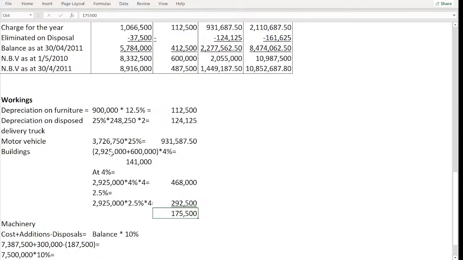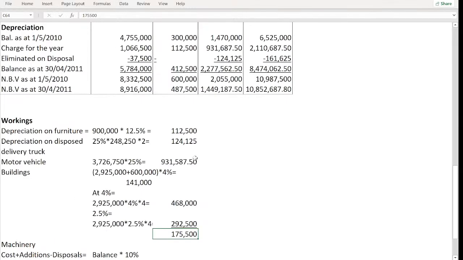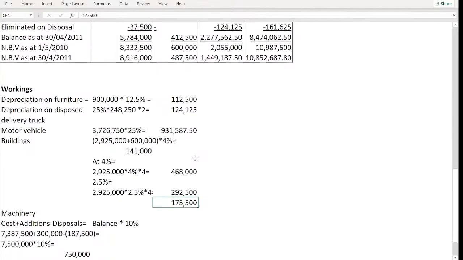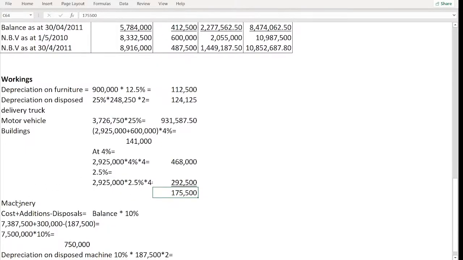Then we are also going to calculate the total amount for the building. We had 2,925,000. Then we also acquired buildings that had a value of 600,000. So we add both, times the 4%, and we get 141,000 for that year, since this one was for the year acquired. So we shall add 141,000 and 175,500.